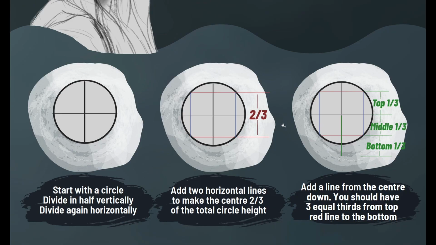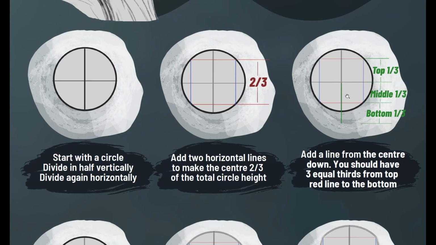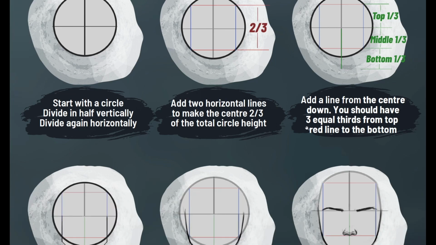But essentially there are a few steps that you can follow in order to know where things go. So you always start with a circle, you can divide it in half vertically and horizontally. Then you take the middle 2/3 of the circle and you add a line at the top and the bottom. Then you extend this green line here and you create 3/3. The top third goes from the top line that you had to the center. Then the middle third goes from the center to the bottom red line. And then the last third obviously goes to the new line that you extended.